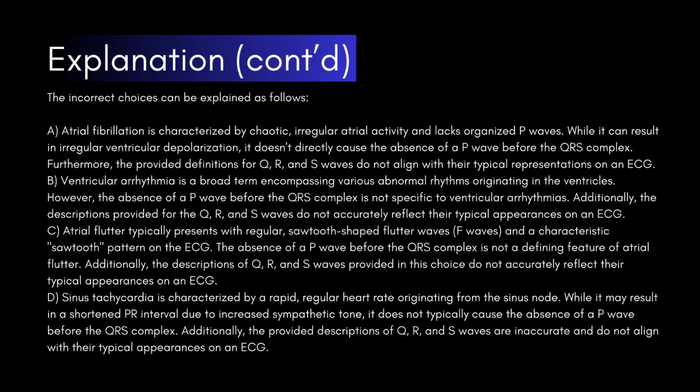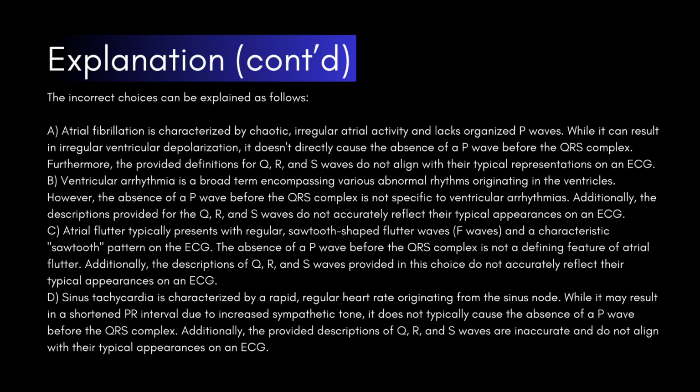Atrial flutter typically presents with regular sawtooth-shaped flutter waves, also known as F waves, and a characteristic sawtooth pattern on the ECG. The absence of a P wave before the QRS complex is not a defining feature of atrial flutter. Additionally, the descriptions of Q, R, and S waves provided in this choice do not accurately reflect their typical appearances on an ECG.